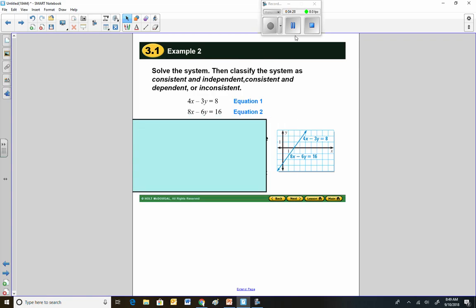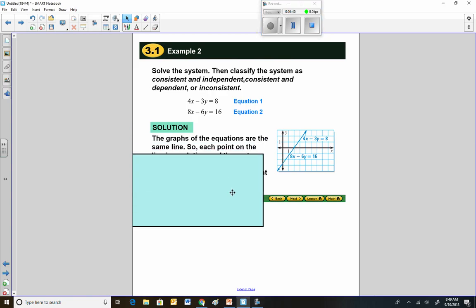Oh, pause, dog barking. Okay, I'm back. Let's see. These 2 lines, look at that. They're right on top of each other. Well, that means they are going to be consistent and dependent.